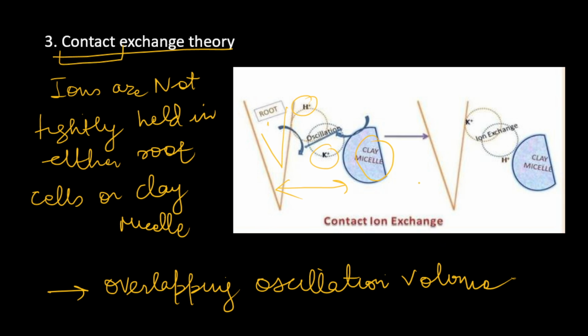The clay micelle and root are in contact and there is overlapping oscillation volume. While oscillating, as they are not tightly held, they get exchanged with each other; if they had been tightly held, there would be no exchange. In the root we will see the K plus ion has come, and in the clay micelle you will see that H plus ions have come. So there is an ion exchange because they are not tightly held, and while overlapping oscillation volume they got exchanged. So this is simply what contact exchange theory is. I hope you understand this also.